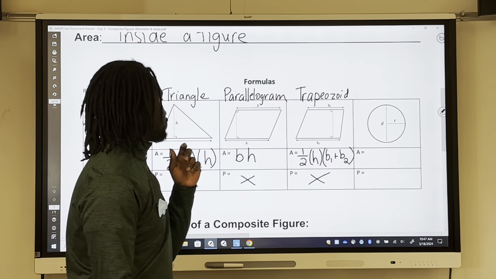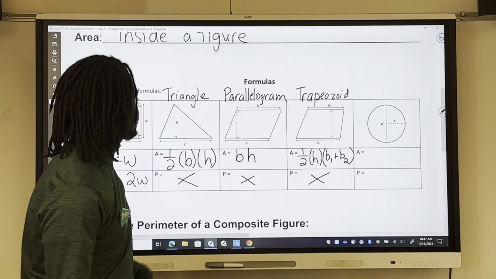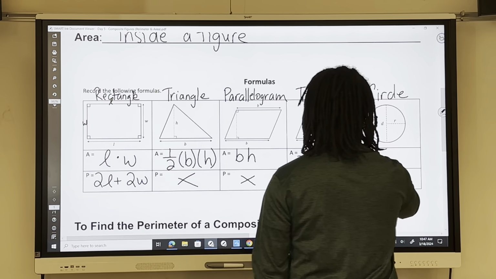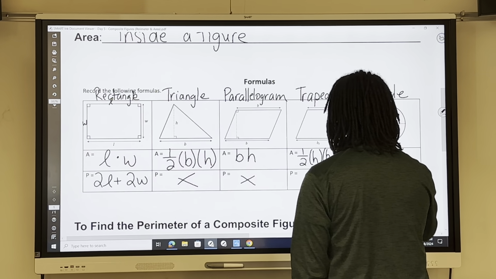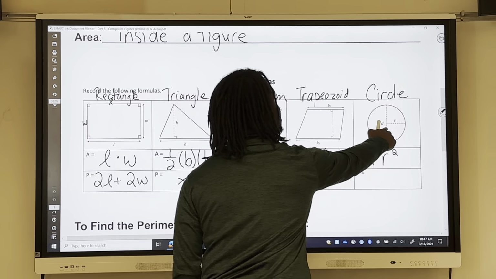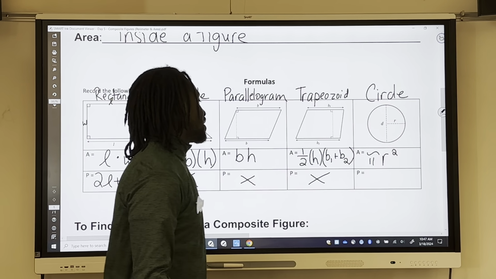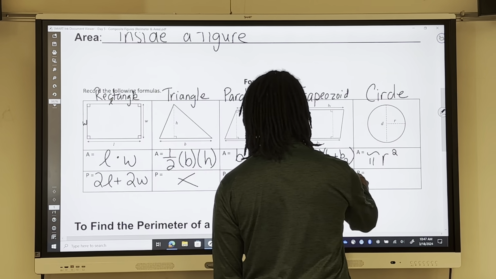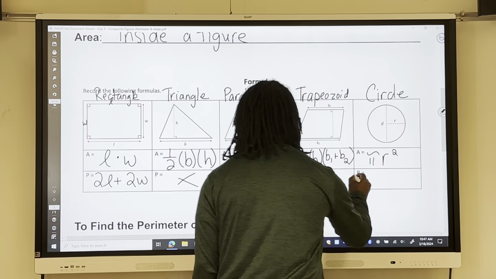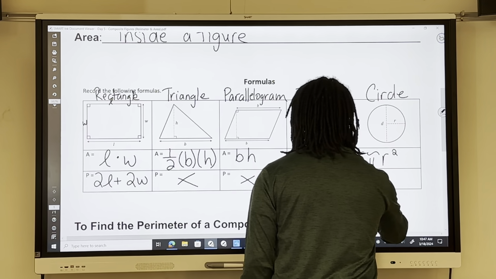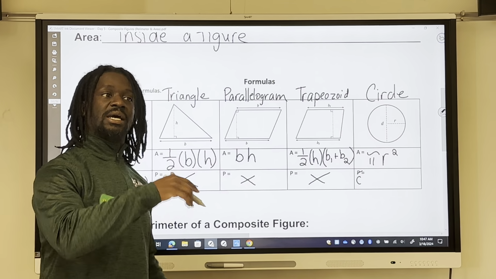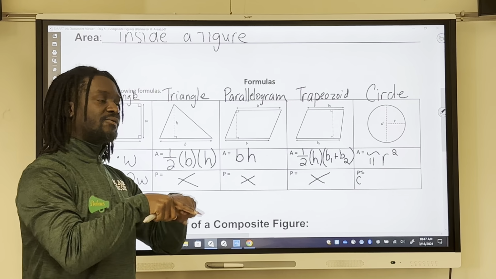There's no formula there. And then lastly, for a circle, to find the area, you are going to do pi r squared, and the r is the radius, all right? And then the perimeter of a circle is actually called the circumference, and we label that C. Circumference is the outside of a circle.